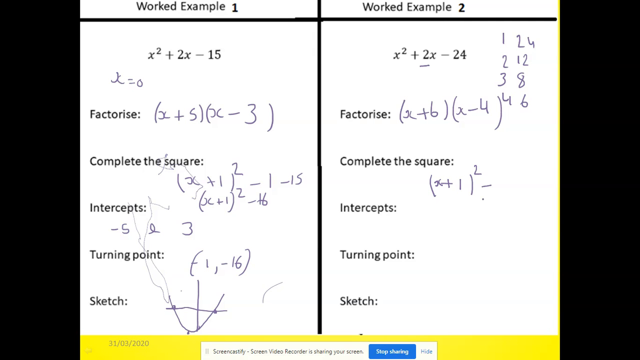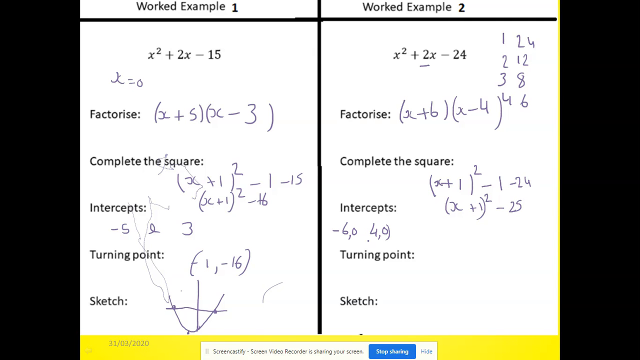So we get (x plus 1) again. Now again, x squared plus 1x plus 1x gets me 2x. I've created an extra 1, so I've got to take away that 1, because 1 times 1 is 1. And I've still got my take away 24, which means we get (x plus 1) all squared take away 25. Now the intercepts, well, our x-intercepts are going to be minus 6 and 4. So that's (minus 6, 0) and (4, 0).